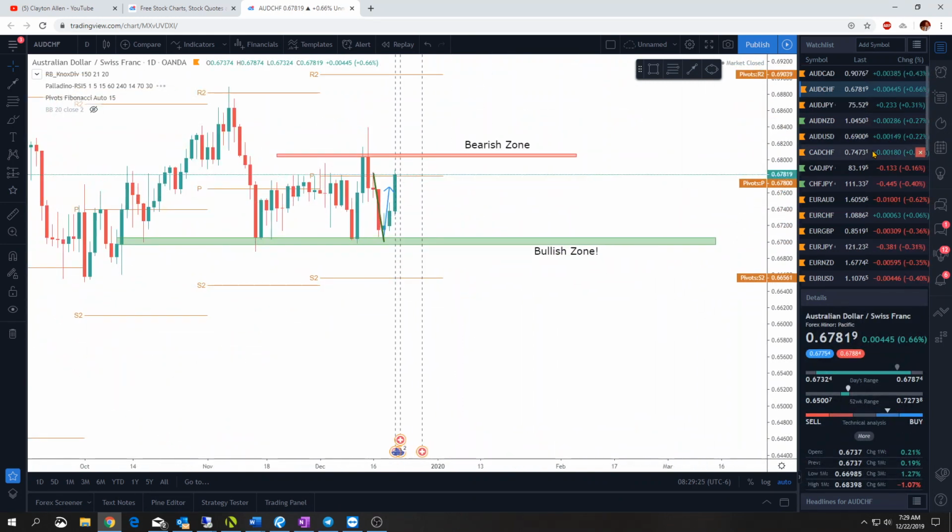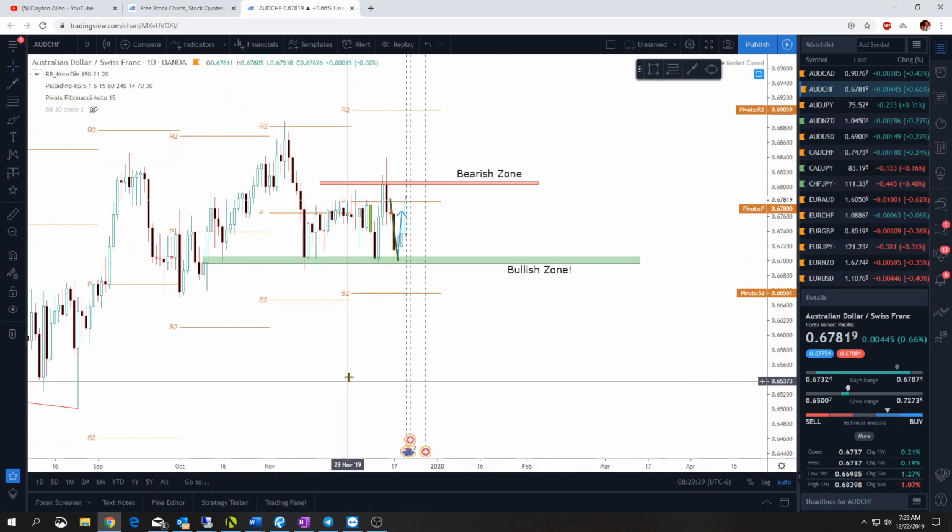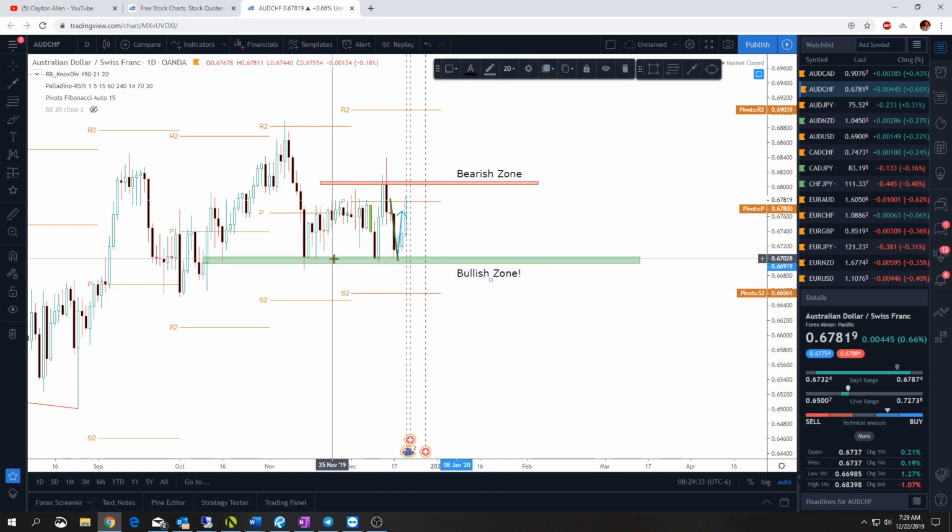Australian dollar, Swiss franc. Yes, so we called this trade in this bullish area. Price got down, hit support. Now you can see it went all the way to its pivot last week. And then I'm kind of bearish if it gets up here. Kind of want to see what it does at this pivot level. Shortly, it might come back all the way down to the support.